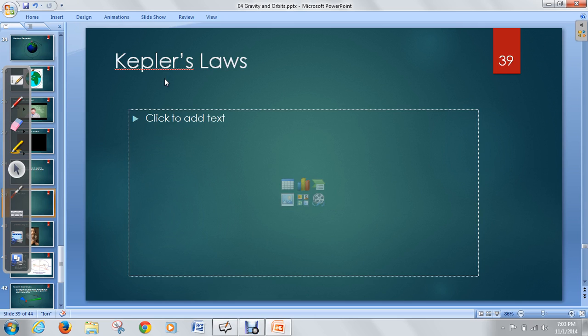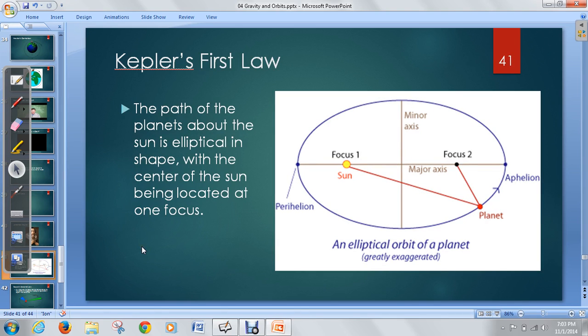So Kepler, when he was studying the planets, came up with 3 laws that he noticed about the planets as they were going around their orbits, that no one else had ever been able to discover or state as clearly as Kepler did. The first law, again a very literal version, says that the path of planets about the sun is elliptical in shape, with the center of the sun being located at one focus.